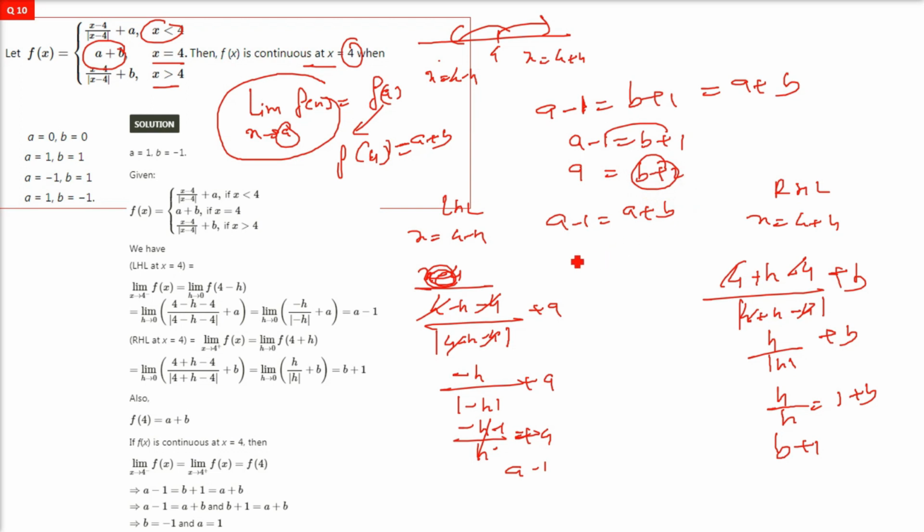It's up to you. When you take b plus 1 equals a plus b, eventually you're going to get a equals 1 because b gets cancelled. You can do it this way also, which I am doing. So there are multiple ways. So a is actually 1, and just put it here. When a is 1, just put it in b plus 1 equals a minus 1, you'll get b as minus 1. So this is how we get the answer.